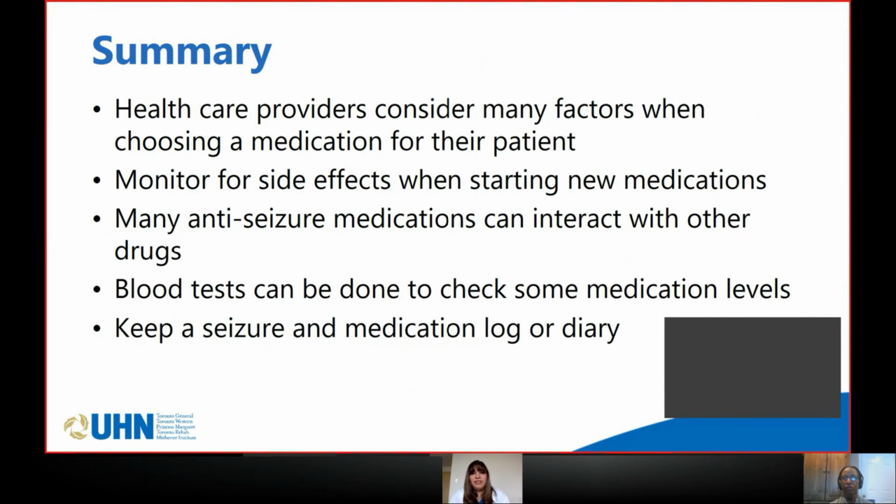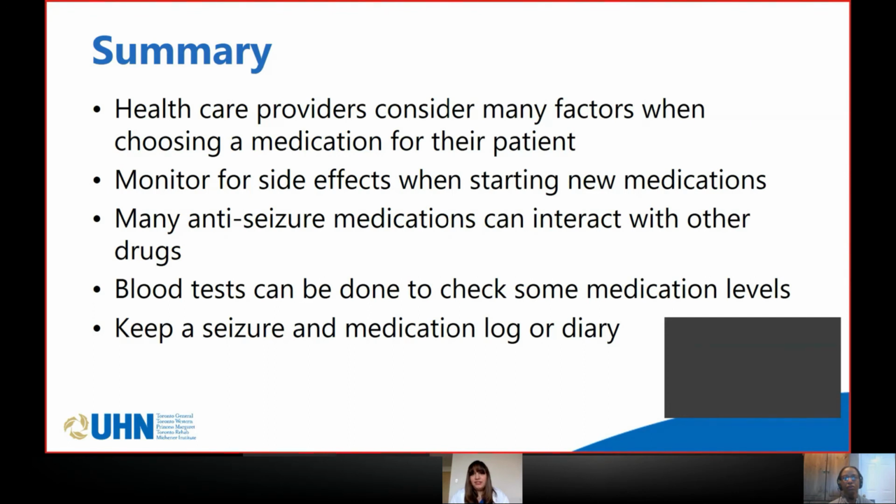So in summary, I just wanted to say that there are many factors that we consider when starting a new medication for a patient. Side effects don't necessarily happen to everybody, but it's important to be aware of them so that you can think about strategies to help manage them, or talk to your doctor about them a little bit sooner.